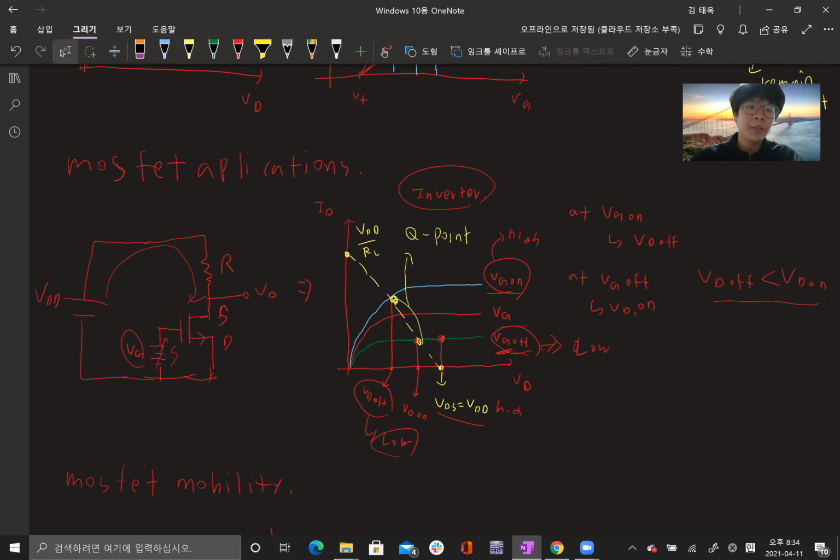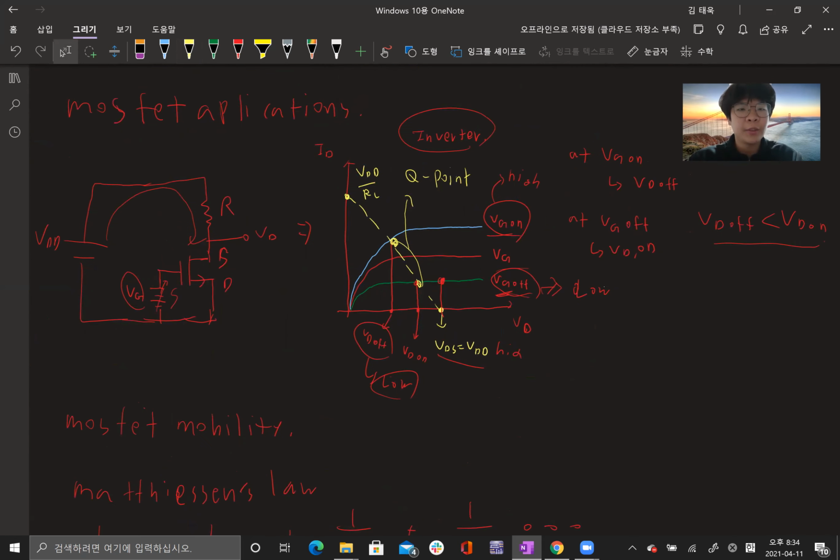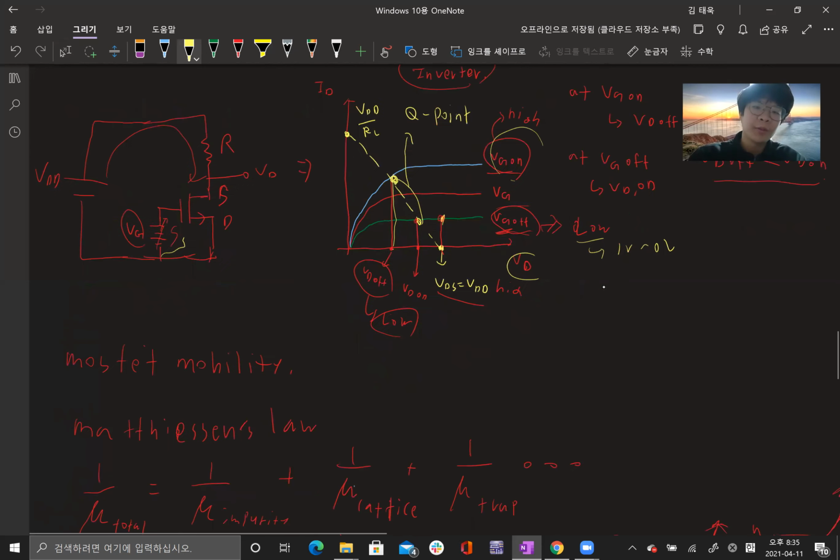So using these characteristics, there are a lot of applications, but we're going to look at an example of an inverter. If on the gate side there is a variable voltage source, and we give a gate bias of logical on state, for example 5 volts, then the drain voltage would be lower than the gate bias. And if we give the gate bias an off state, like 1 or 0 volts, then the drain bias would be high.